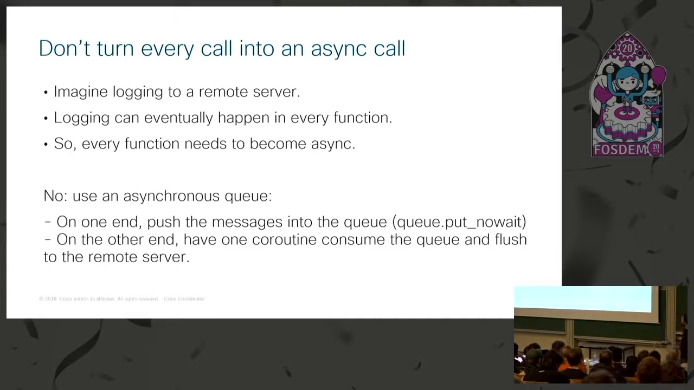For instance, in the case of a logging server, imagine that you're logging to a remote server. Then you don't have to wait for these logging messages actually to be transmitted. You want the logging to happen in your server, but you want your execution to go on as soon as possible. And so instead of using an await in front of your logging calls, it's best to implement your logging framework in a way that you push all your logging messages into an async queue, and somewhere else you have a coroutine that consumes the queue and flushes the messages over the network. And so that way your functions don't have to be async, not necessarily.